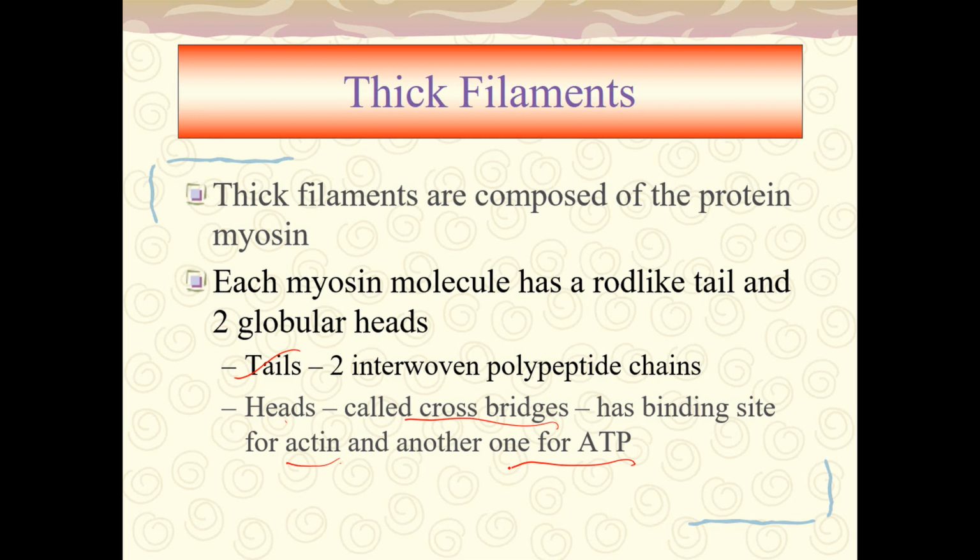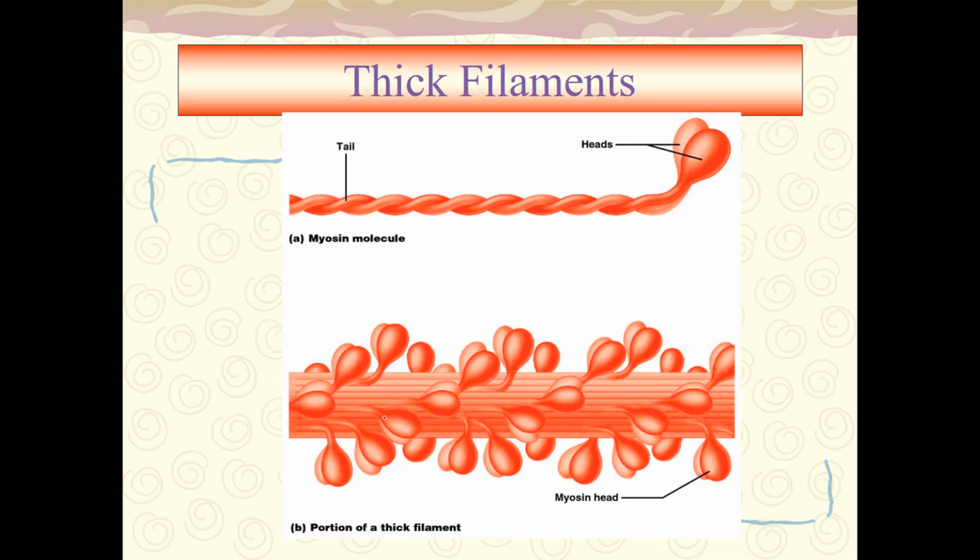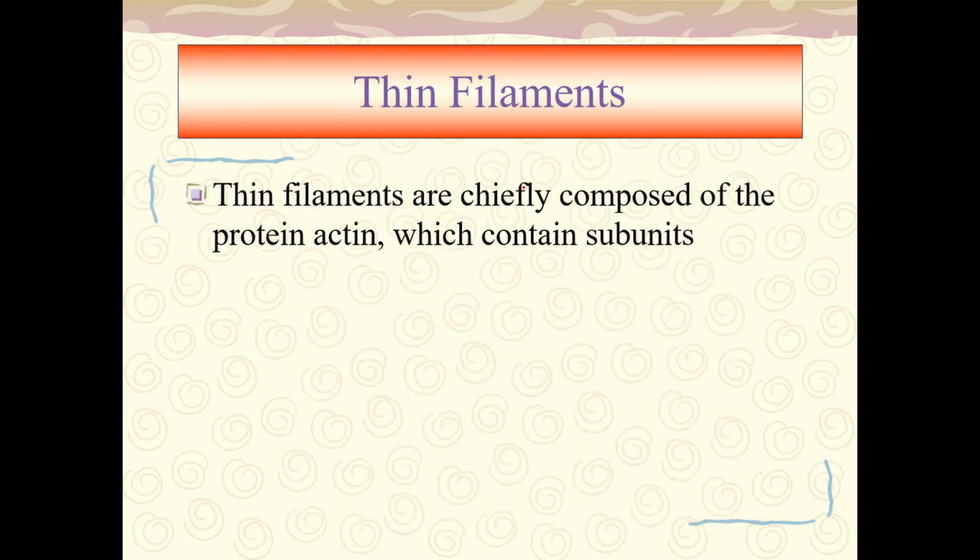So the myosin is going to have a head called a cross bridge, and that cross bridge has a binding site for actin and another one for ATP. So it makes sense once we take a look at the thin filaments, which are made up of actin, there's going to be a spot for cross bridge formation for that myosin head to attach. So here are these cross bridges, or these heads. Let me go forward. Thin filaments, basically made up of actin.